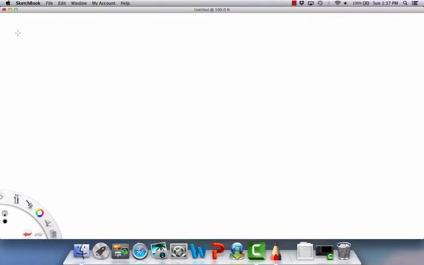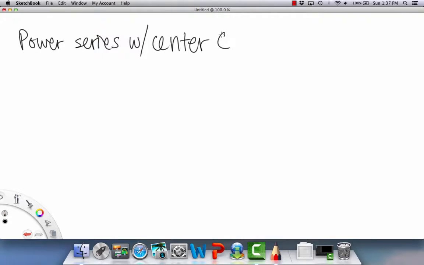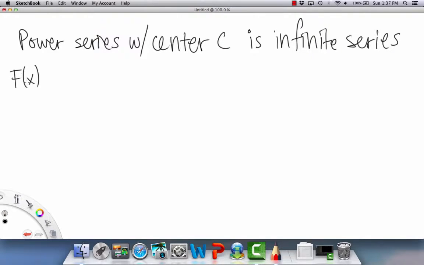So, what is a power series? A power series with center c, so centered at some point c, is the infinite series. It looks like this. So here's our power series, that's the notation for it, equals, and here's our infinite series.